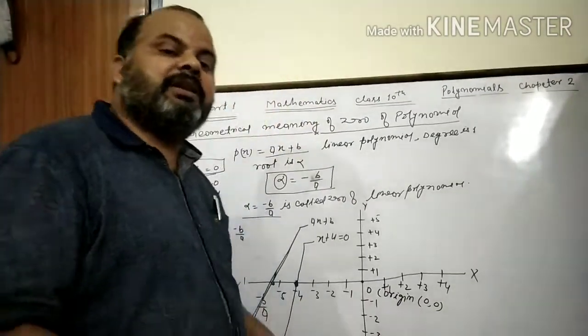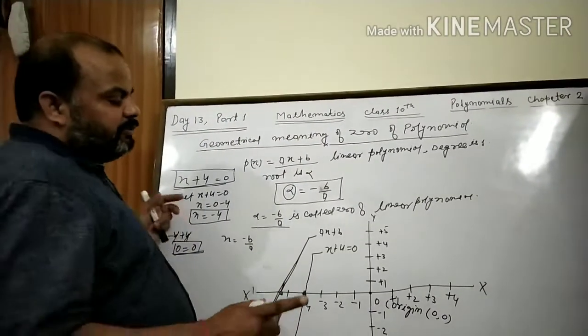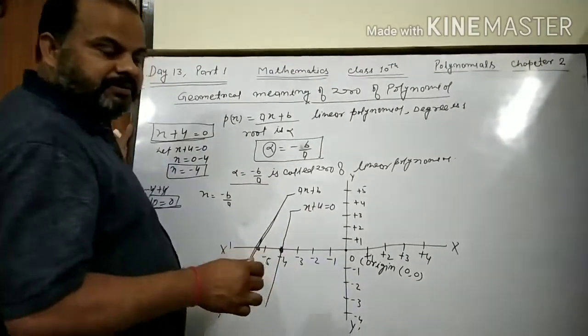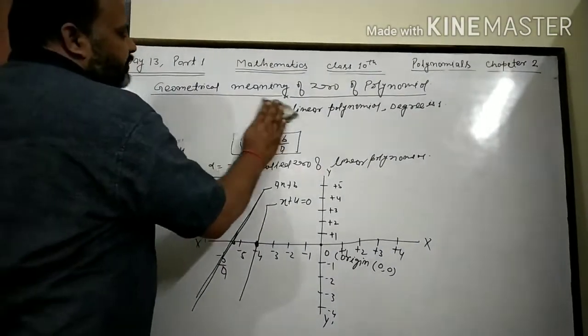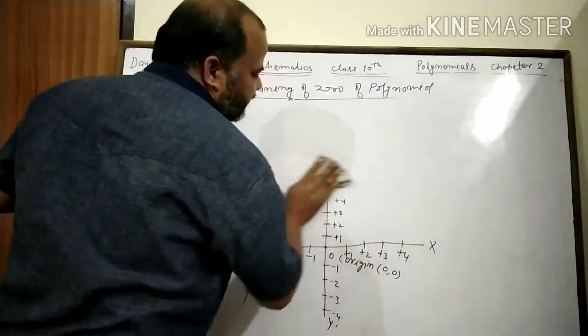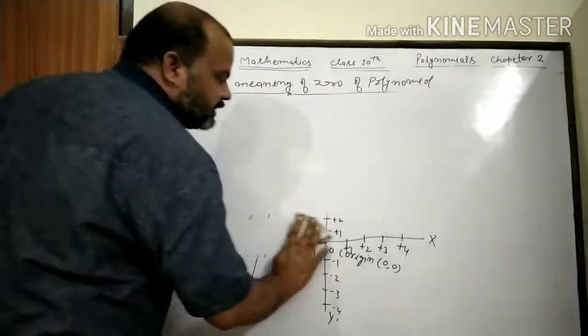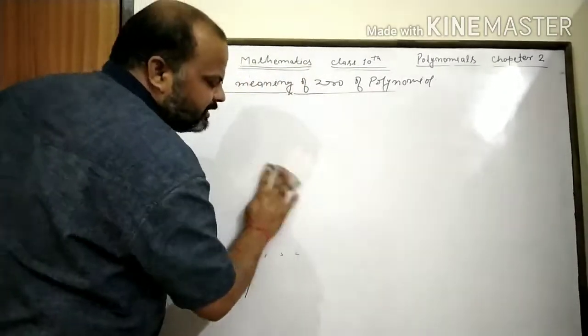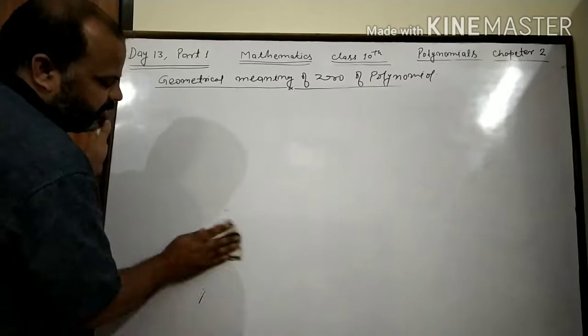And if you have a linear polynomial, then you must get a straight line. Clear? But if you have a quadratic polynomial or cubic polynomial or biquadratic polynomial, then you get a curved line. Then first of all, we discuss the quadratic polynomial.